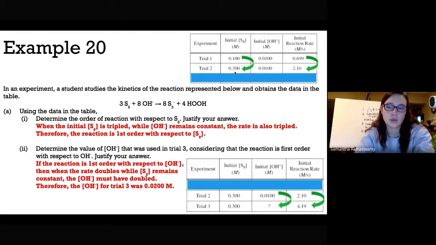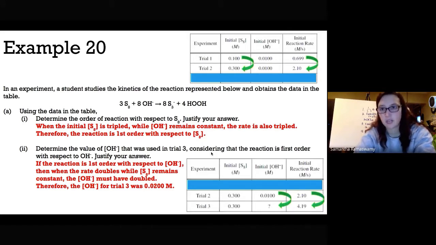0.1 times 3 is 0.3. 0.699 times 3 is 2.10. So when the concentration is tripled, the exact same thing happens to the rate. And so we would say that the reaction is first order with respect to S8. So for part 1, the order of S8 is first order. Our justification is just this. When the concentration of S8 triples, the rate also triples.